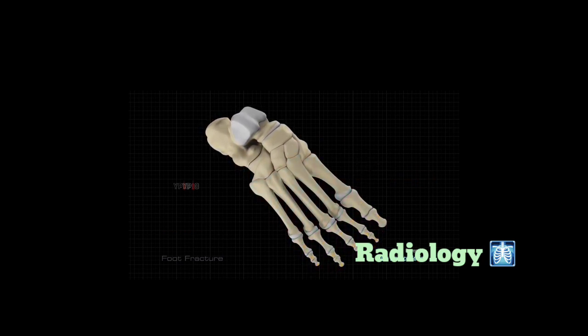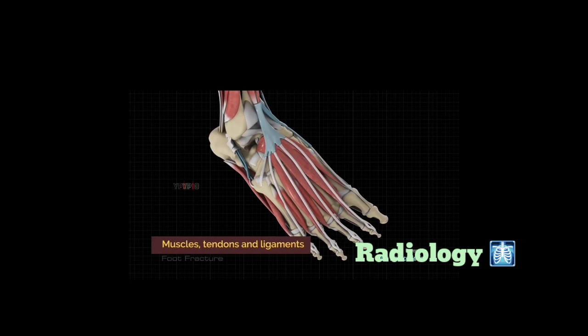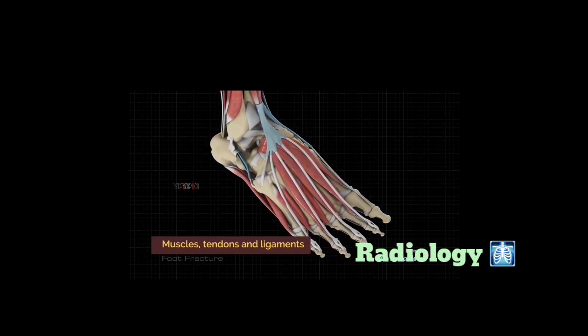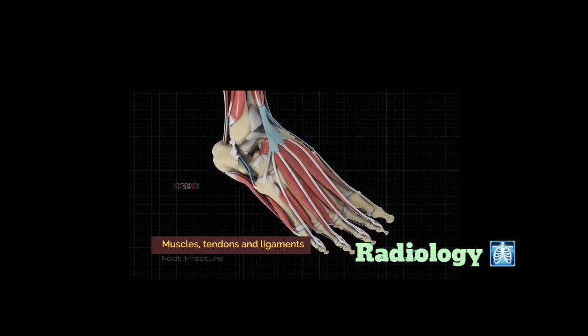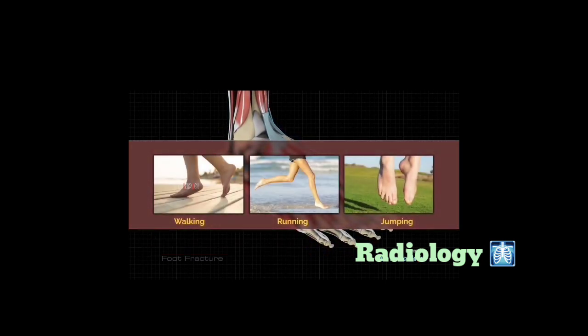The hindfoot is separated from the midfoot by the mediotarsal joint, and the midfoot is separated from the forefoot by the Lisfranc joint. Muscles, tendons, and ligaments support the bones and joints of the feet, enabling them to withstand the entire body's weight while walking, running, and jumping.